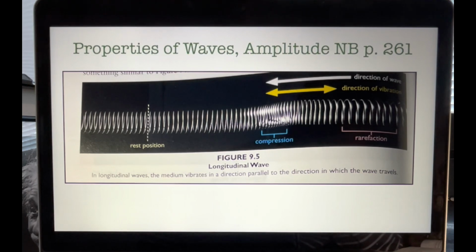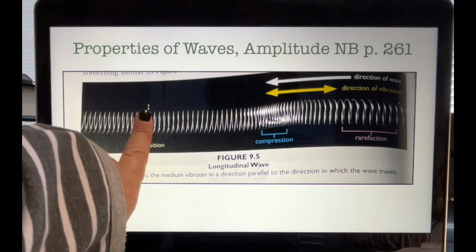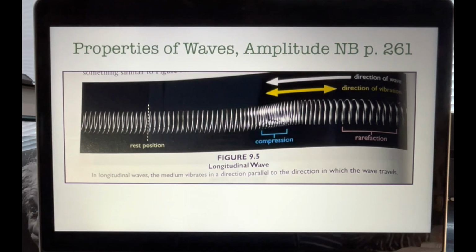So how do you measure amplitude on a longitudinal wave? Well, look back at figure 9.5. Here you go. And notice the rest position indicated in the coils that haven't received the wave of energy. So here we go. Here's our rest position right here. The amplitude of a longitudinal wave is the maximum displacement of a point or coil in our slinky analogy from its rest position. So if you look at the compression and the rarefaction areas, notice how the coils have moved relative to a rest position between each individual coil.